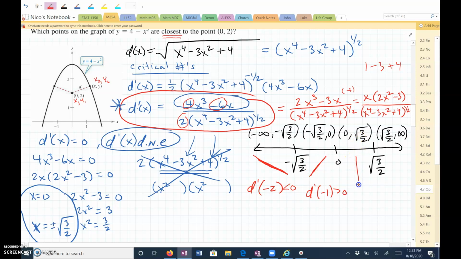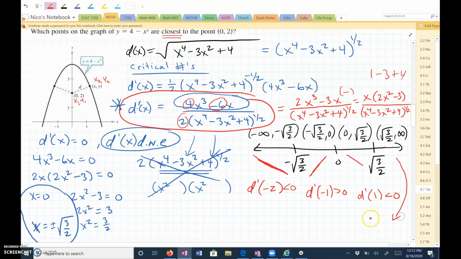This interval here, I want to test d prime of 1. This would be 1. 2 minus 3, that's going to be negative. This would be 1 minus 3 plus 4, that's going to be positive. So this is going to be less than 0.